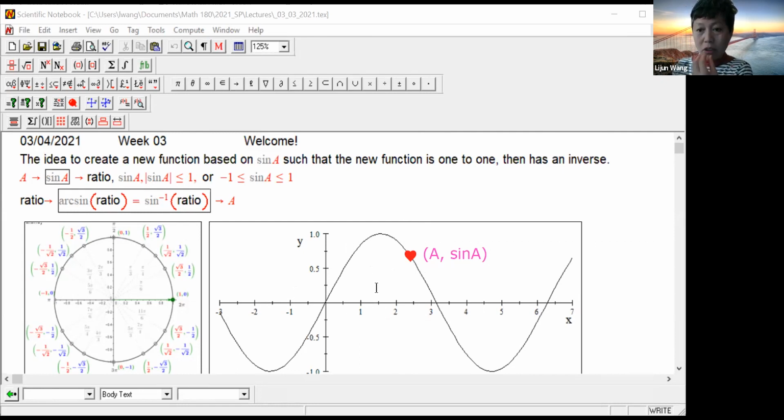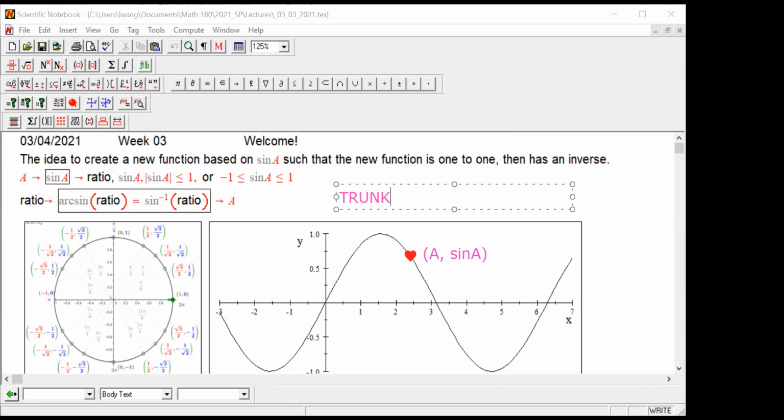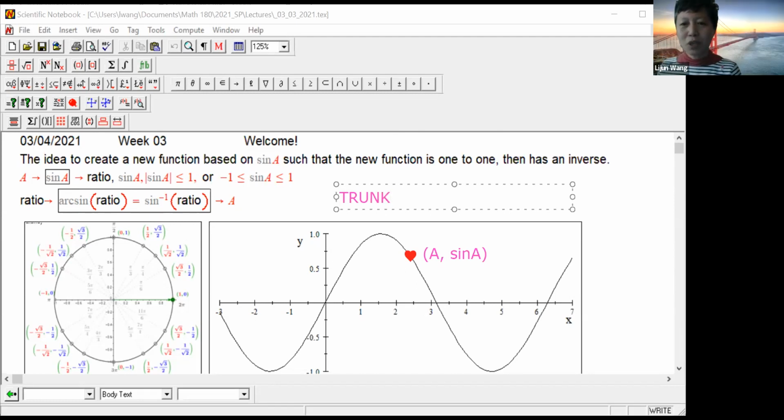Now the question is, like yesterday we talked about the idea of truncating, right? Or chop, chop, chop. In mathematics, we don't use the word chop. We use the word truncation, truncate. You guys understand what truncate means, right? Chop, chop, chop. That's right. It means the same thing, but we don't use the word chop. We use the word truncate. Truncation or truncate.